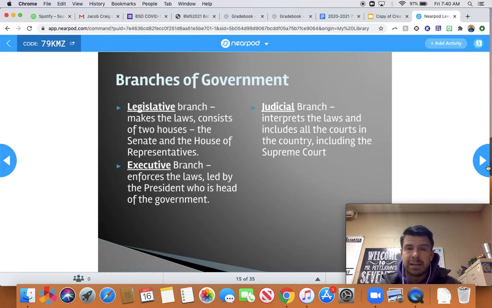Then you get the executive. This is probably the most popular branch that you guys have heard of. This enforces the law. It is led by the president, who is the head of the government. Now, what's often misinterpreted here is we look at the executive and we go, hey, that's where all the power is held. It's held by the president. In reality, who is making all the laws? It's the legislative.